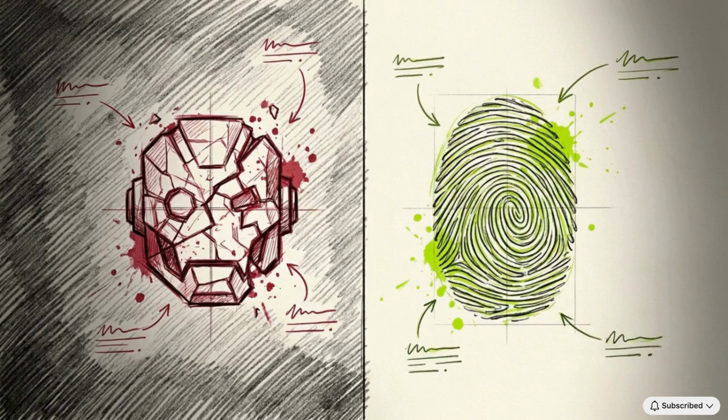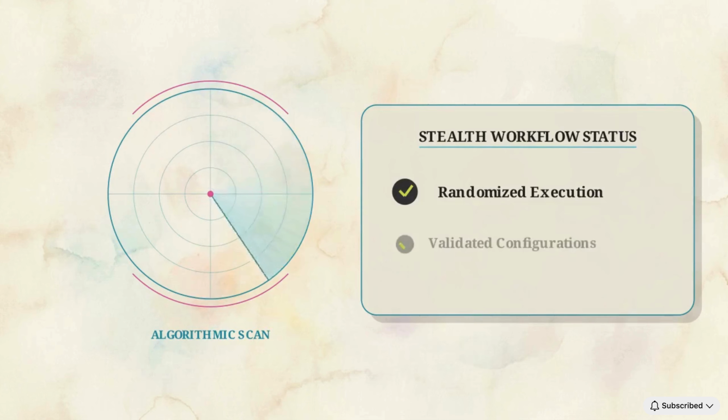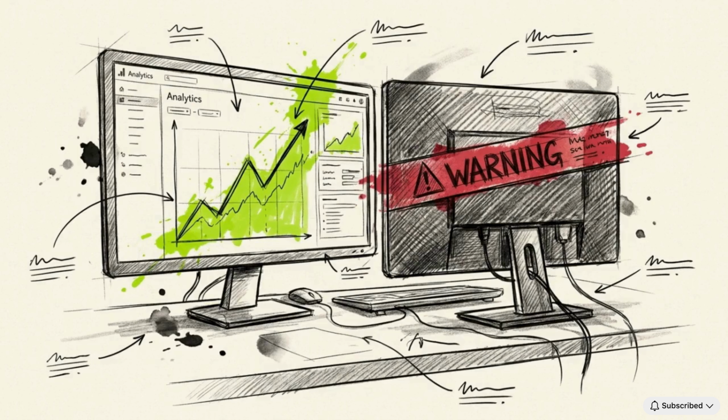With these protocols in place, your automation setup functions as a strategic human-mimicking asset rather than a detectable bot. You are now operating with randomized execution, validated configurations, and breathing scripts. This structural shift allows your campaigns to remain visible and active, while competitors are silenced by the very filters you've learned to bypass.